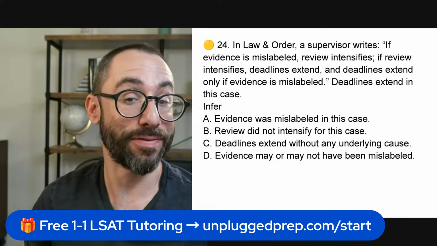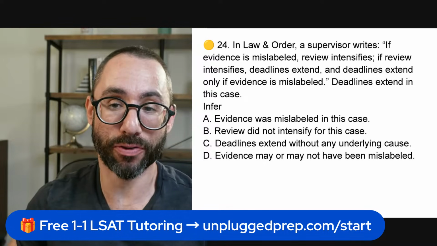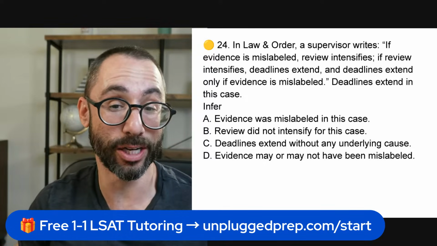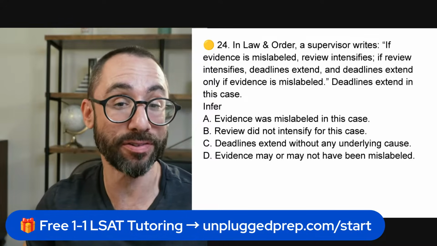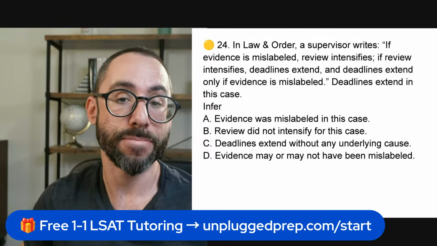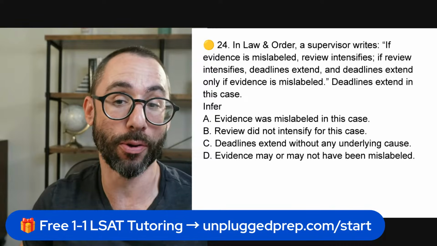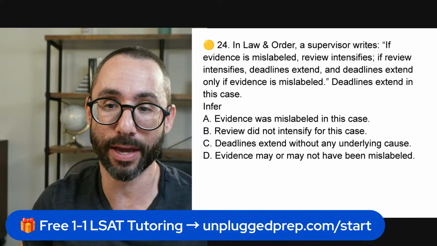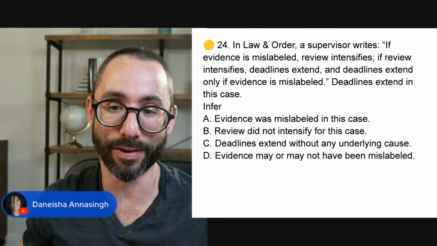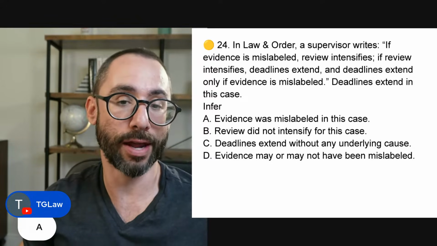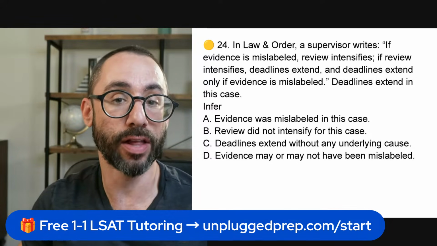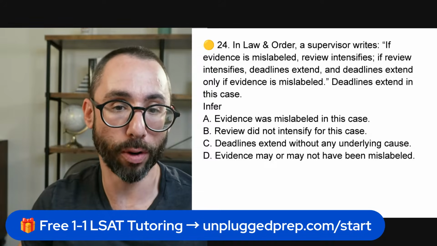So the answer is in fact A, which a lot of folks got. I know that some folks were thinking D initially because of what I was saying earlier, how you can't go backwards on the arrow, but in this case, they are establishing that the arrows go both directions. So the answer here is A. Got a ton of folks saying it. Zuli got it, Osvaldo got it, Denisha, Passion, Valentina, Edward, TG Law. The answer is in fact A. Deadlines extend, therefore, evidence mislabeled.